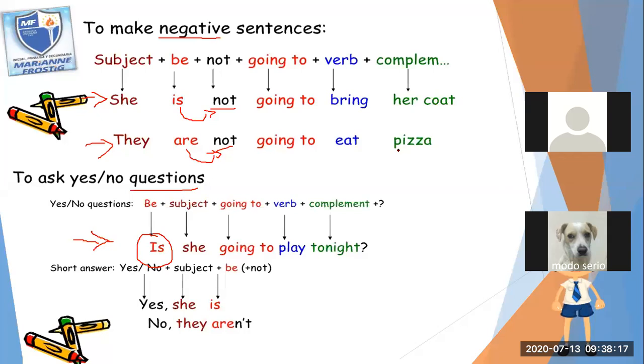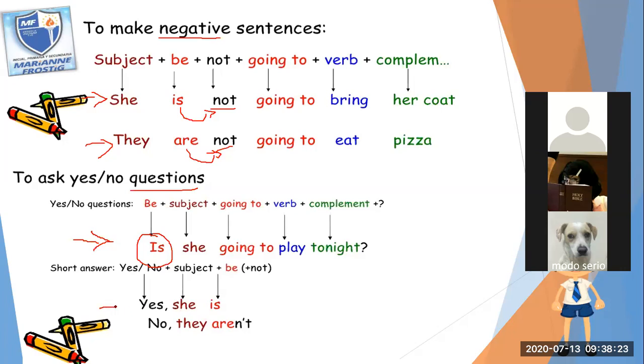Renzo Gama, is your microphone working? ¿Funciona tu microphone, Renzo? Sí, sí. Okay, perfect, Renzo. Please help me to answer these questions. No, they aren't. Very good, Renzo. Remember, in a question, we always have 2 answers, yes or no.